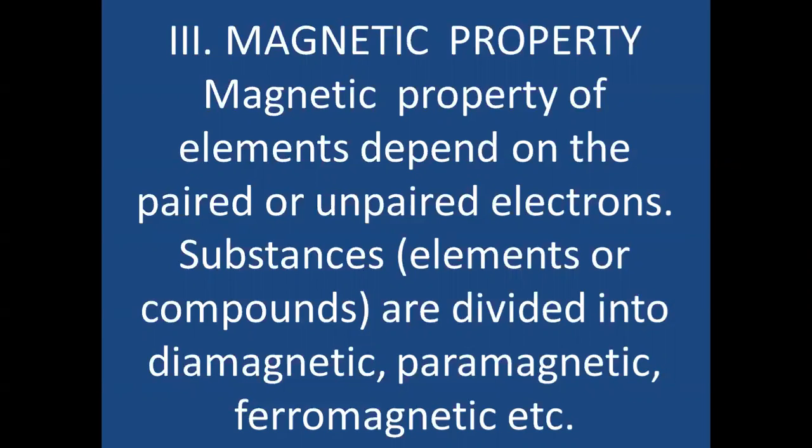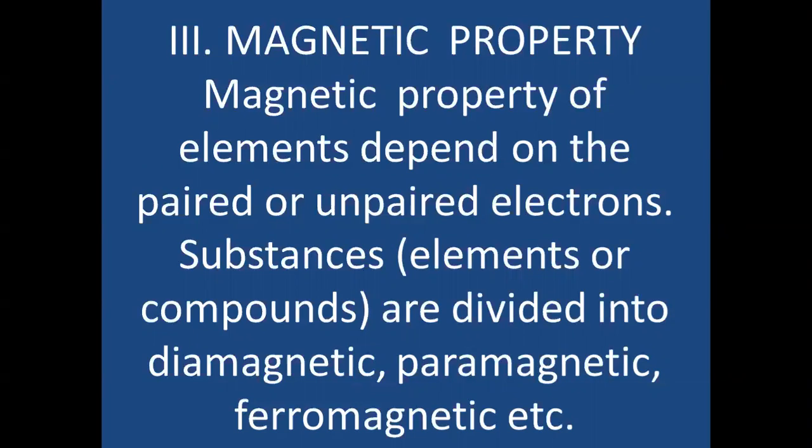First, what is the magnetic property of an element or compound, that is, a substance? Magnetic property is nothing but a property by which a substance is either attracted towards the magnet or repelled. In short, we can say that it is either repulsion or attraction towards the magnet.